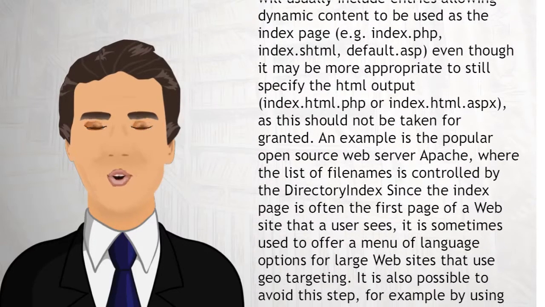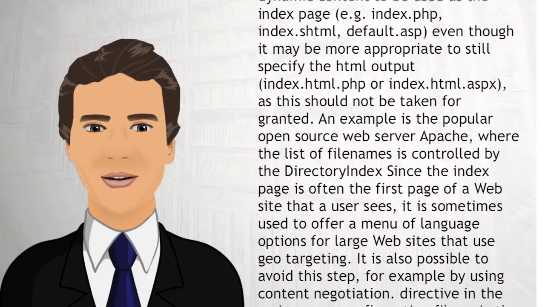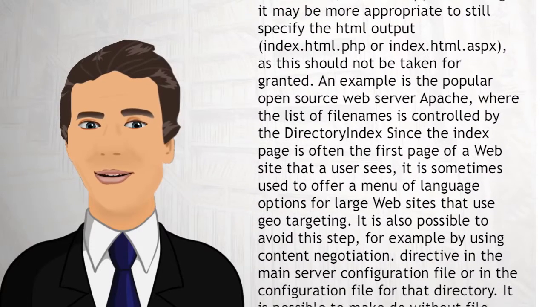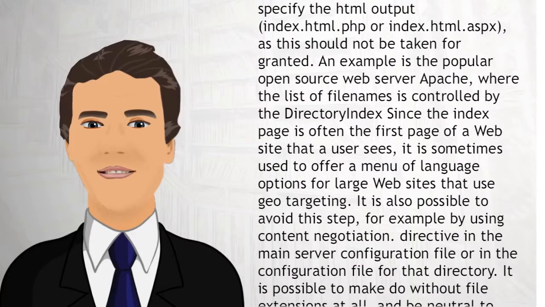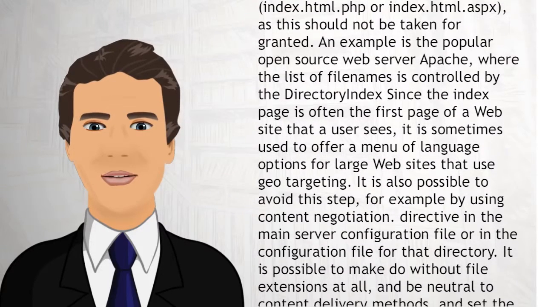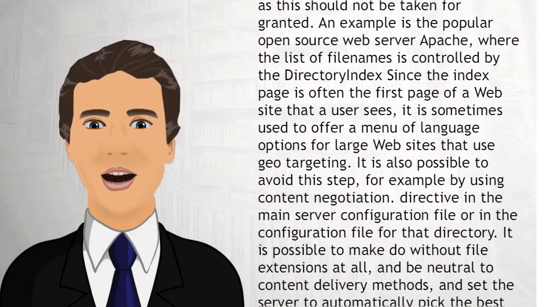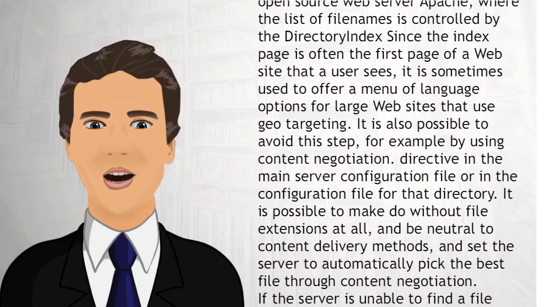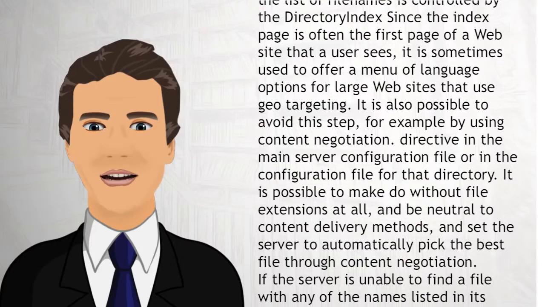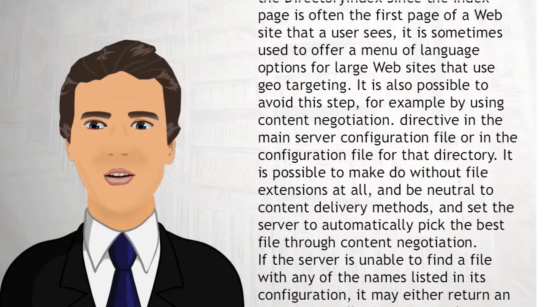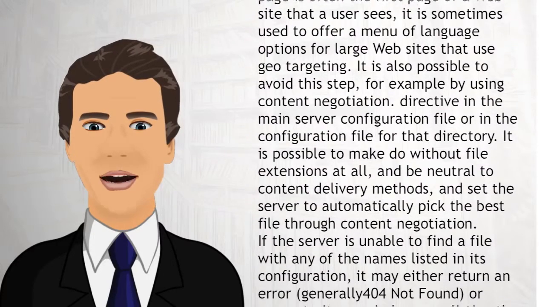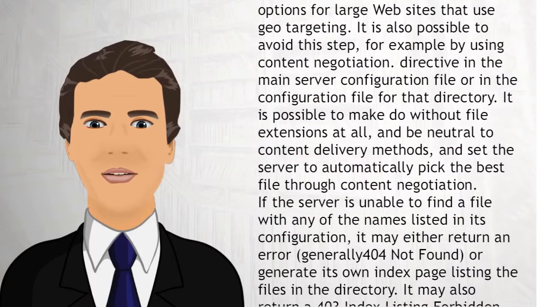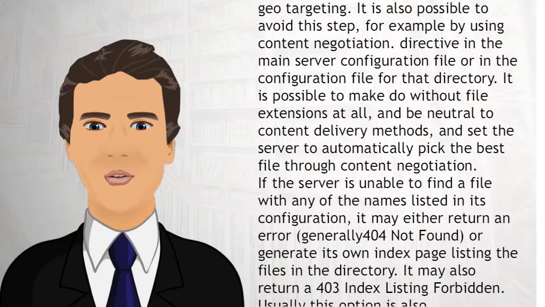An example is the popular open-source web server Apache, where the list of file names is controlled by the directory index. Since the index page is often the first page of a website that a user sees, it is sometimes used to offer a menu of language options for large websites that use geo-targeting. It is also possible to avoid this step, for example by using a content negotiation directive in the main server configuration file or in the configuration file for that directory.